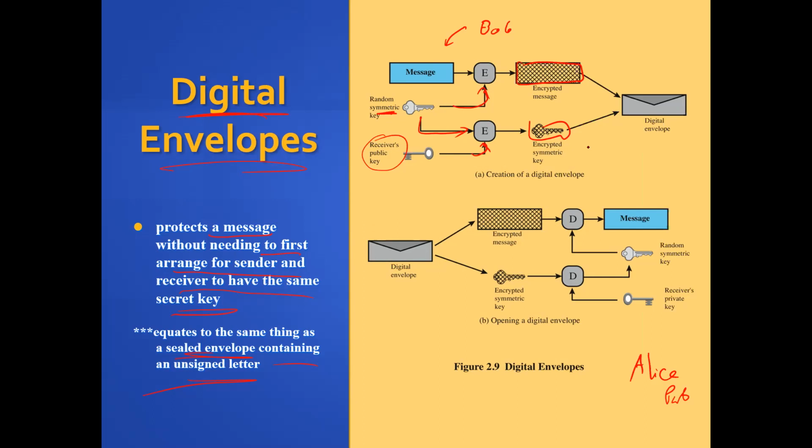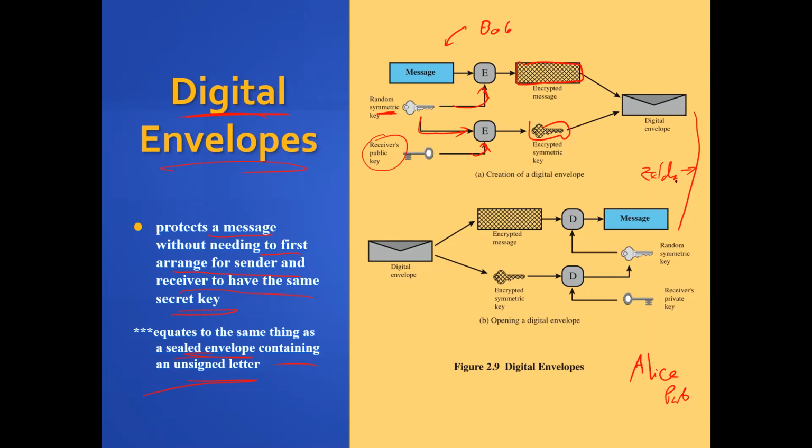Zelda gets both of these, she intercepts these along the way. There's Zelda. But she cannot open it because she's got the cipher, but to break the cipher, she needs the symmetric key. But the symmetric key is there, but it's also encrypted. But it was encrypted by Alice's public key. Therefore, it can only be decrypted by Alice's private key. And Zelda does not have the private key. Therefore, she can't do anything.